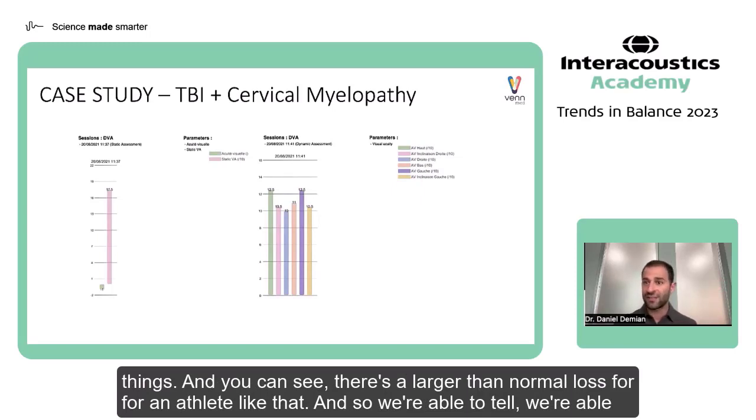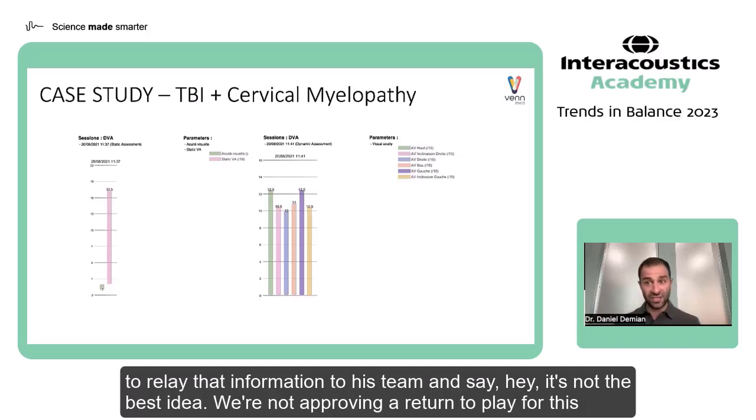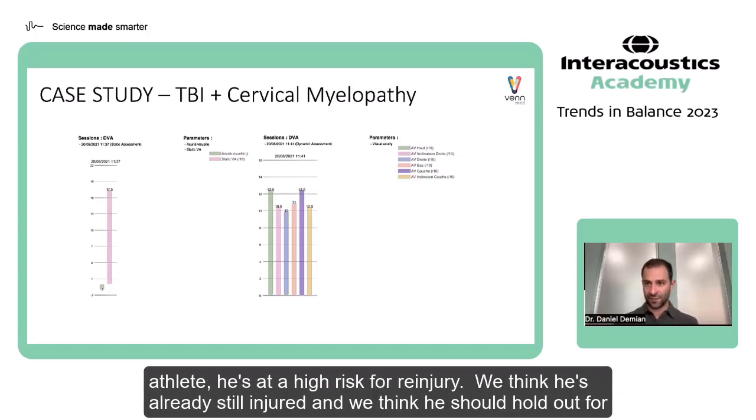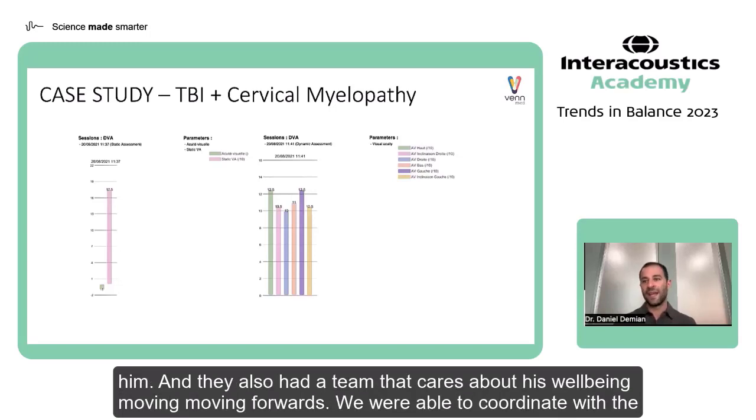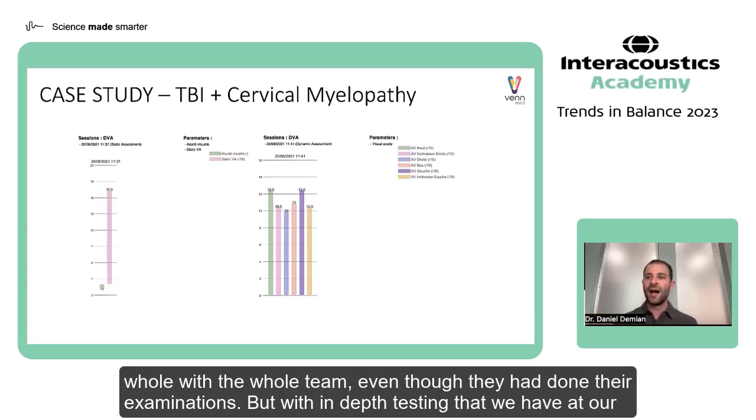And so we're able to relay that information to his team and say, hey, it's not the best idea. We're not approving a return to play for this athlete. He's at a high risk for re-injury. We think he's still injured, and we think he should hold out for longer. And that was valuable information for the athlete himself. This athlete had an agent and a family that cares about him, and they also had a team that cares about his well-being moving forward. So we were able to coordinate with the whole team.